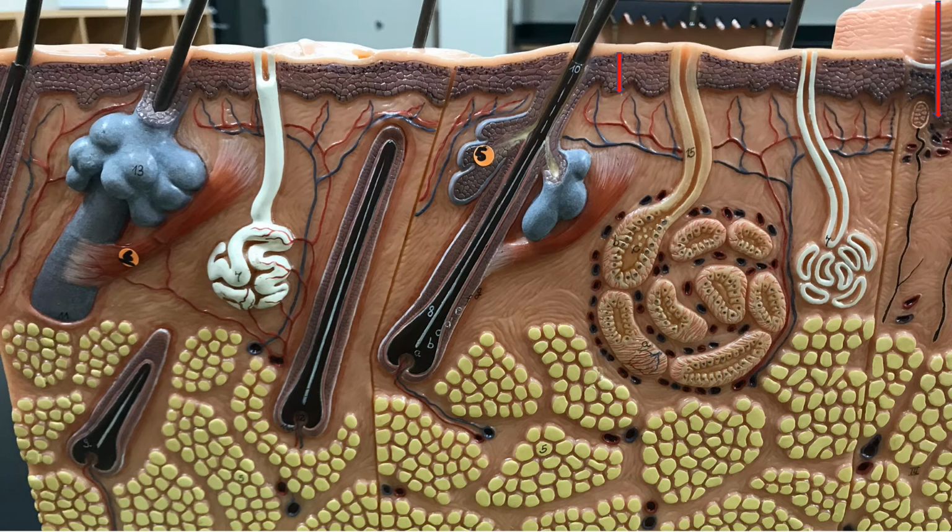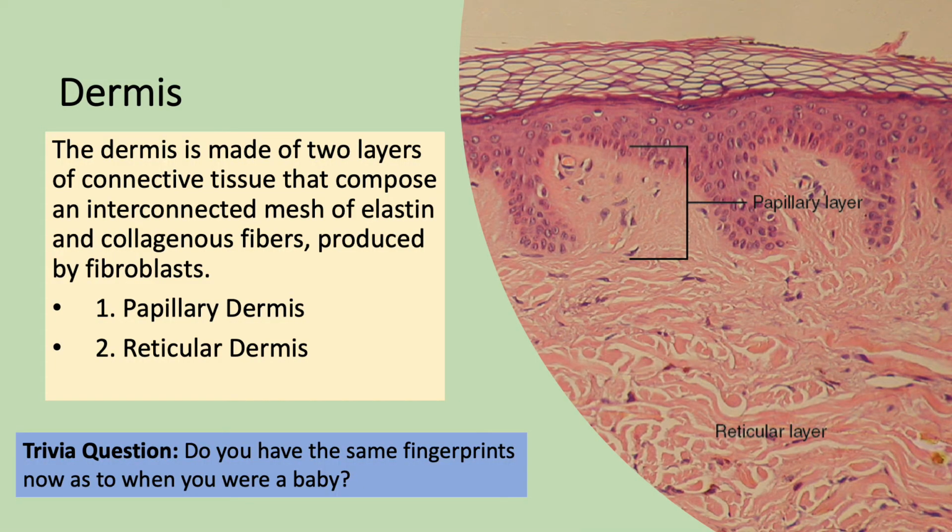Dermis. The dermis is made of two layers of connective tissue that compose an interconnected mesh of elastin and collagen fibers produced by fibroblasts. There are two layers, the superficial layer called the papillary layer and the deeper layer called the reticular layer, which I labeled in this picture for you.